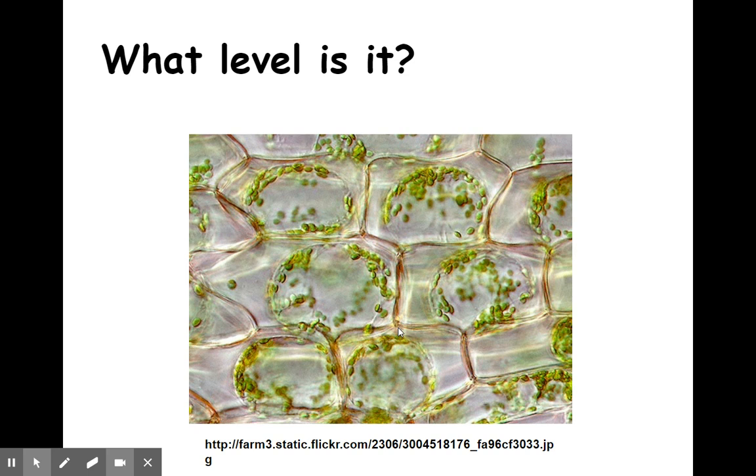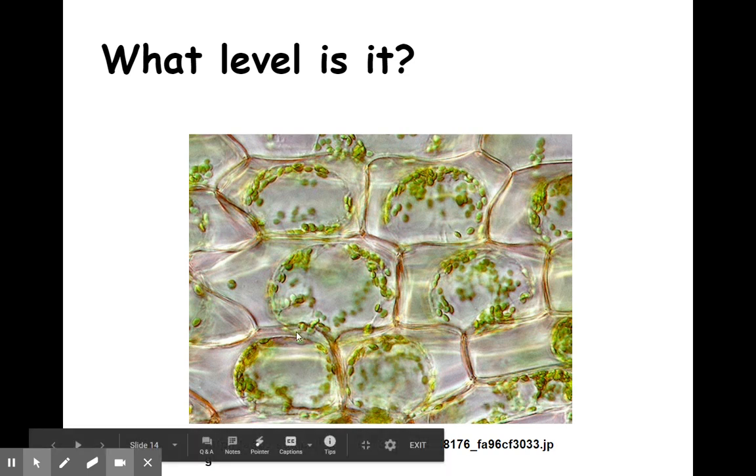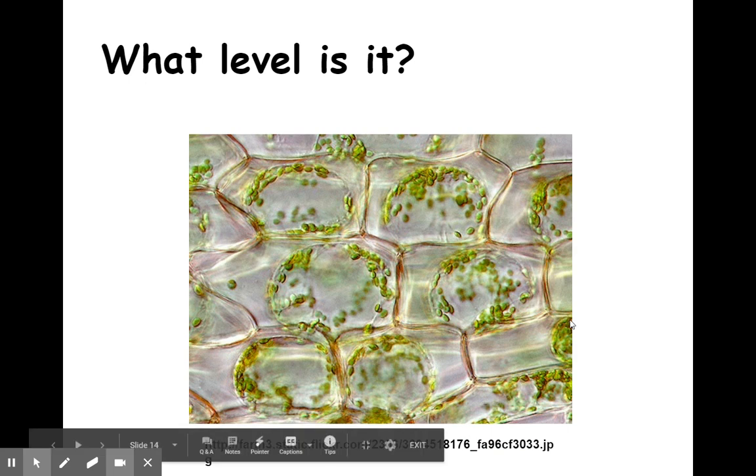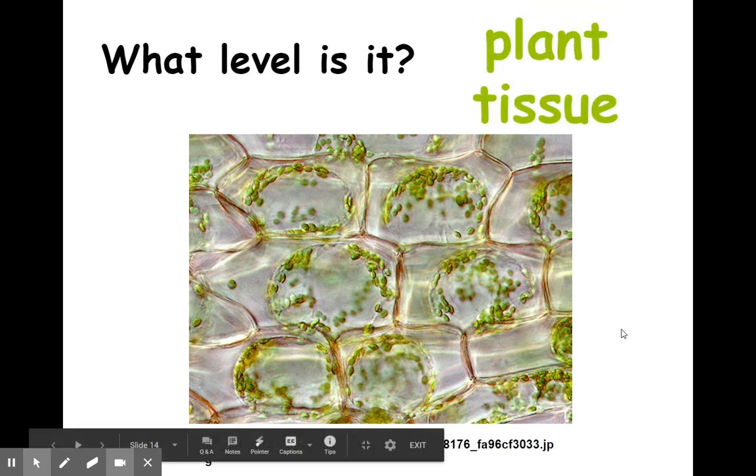Okay, we have these angular looking cells here. That's a cell, that's a cell, that's a cell. And we have these green little things inside. These are chloroplasts. So we know this is plant. Chloroplast is only in plants. We're not green. We don't have them. And they're angular. So we have multiple cells. So we have plant tissue.